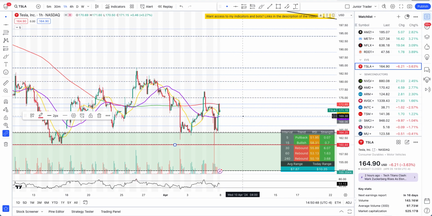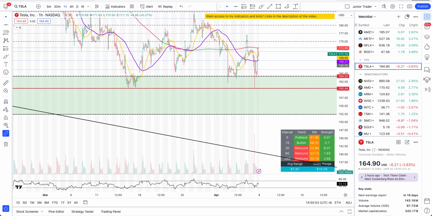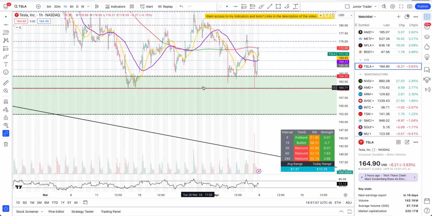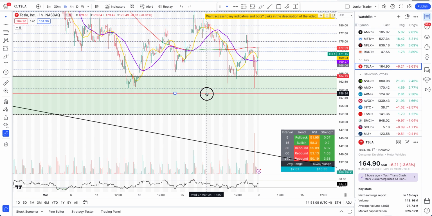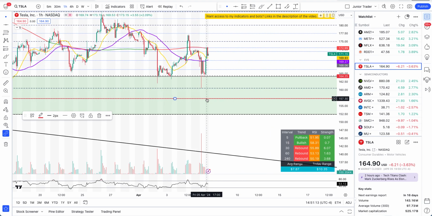So $160 is sitting down here in the support box. And how much is this option going for right now? $7.60. I'm sorry, guys, I'm seeing the call side. So the put side is going for $2.49. So you have to make at least 157 to make money on this. So 157 is the break even. Likelihood of this happening is rare.